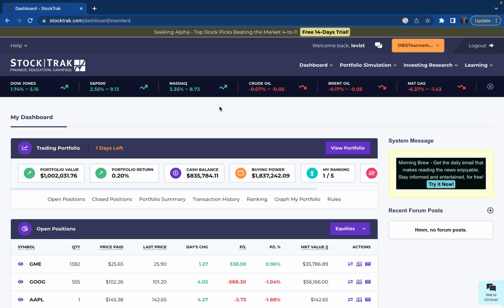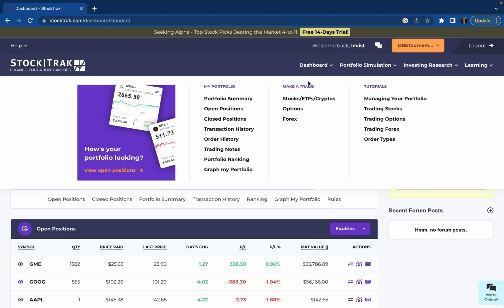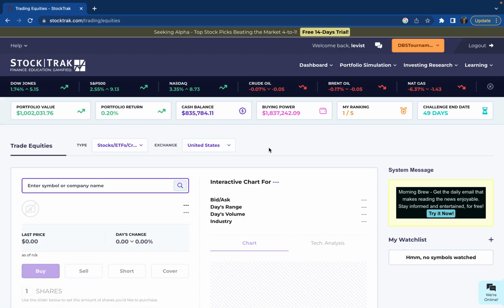Let's talk about how to use a limit sell order on your Stock-Trak account. First, navigate to the Make a Trade page. Here, you'll be able to make your limit sell order.